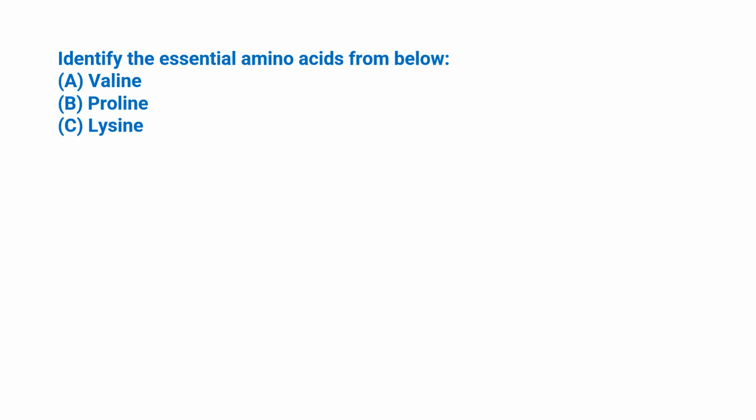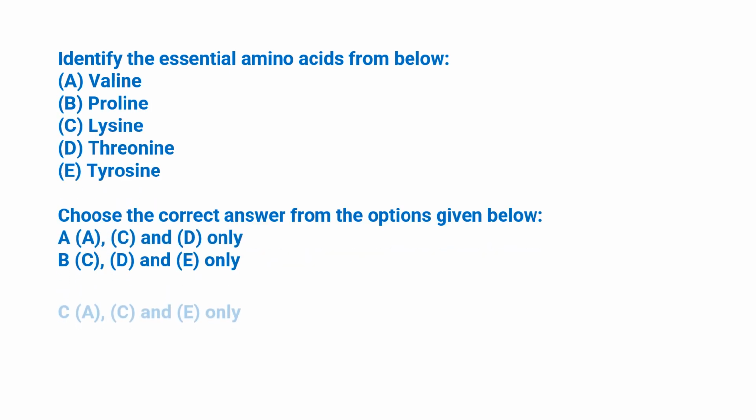Identify the essential amino acid from the below. Here we see a set of amino acids given, and they are asking us which among them are essential amino acids. In order to answer this question, first let us look at the basic nomenclature of amino acids and then their classification, and then we will come back to this question.